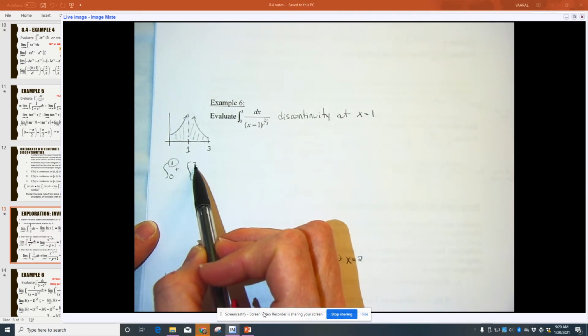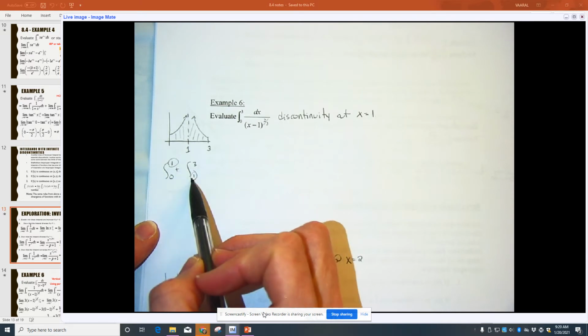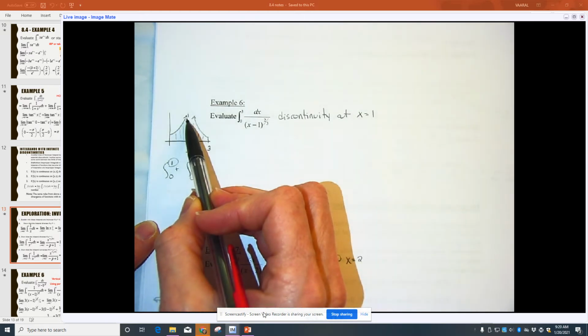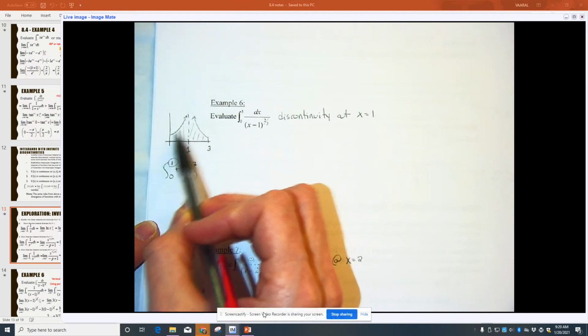I want to go from 0 to 3. I have to have a stop at 1. And what we're going to do is put a limit in here where we say, oh, I can't actually be equal to 1, so I'm going to approach 1 from the left, and I'm going to approach 1 from the right. So this is what this would look like.